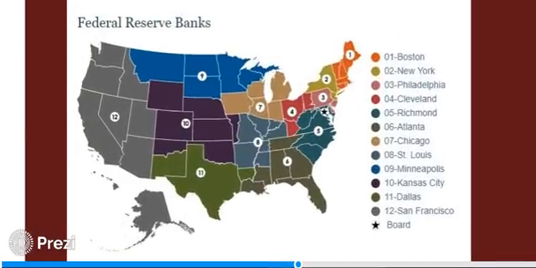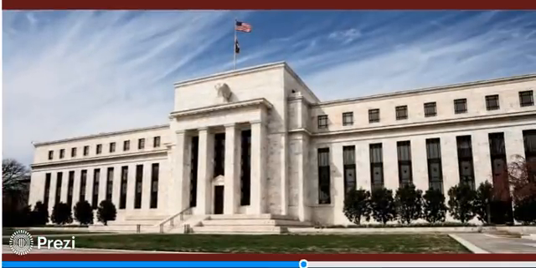All right, so there are 12 districts total for the Federal Reserve, and we are in the 5th district, which is based out of Richmond, so about 3.5 hours north of us. This is what the Federal Reserve looks like. Kind of looks like a prison. Someone asked me one time, can you rob this? No, that's not going to happen.